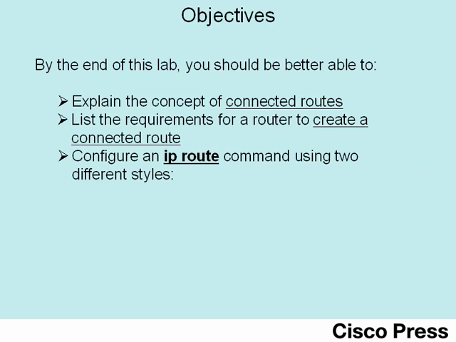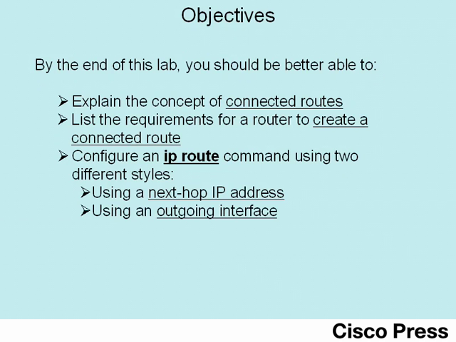In particular, you'll be able to better configure it using both the next hop IP address option as well as the outgoing interface option. It's just two different styles of configuring a static route. Now, along the way, the video will describe the parts of an individual route, in particular the output that you see in the show IP route command.